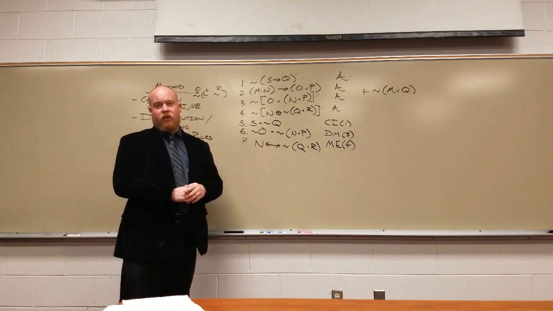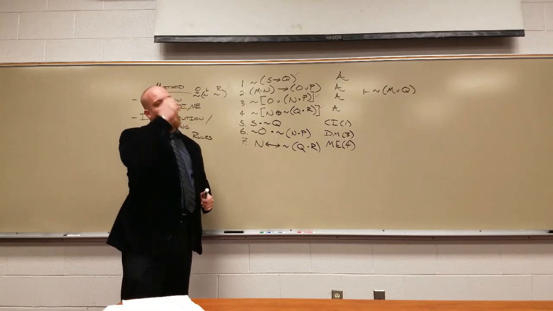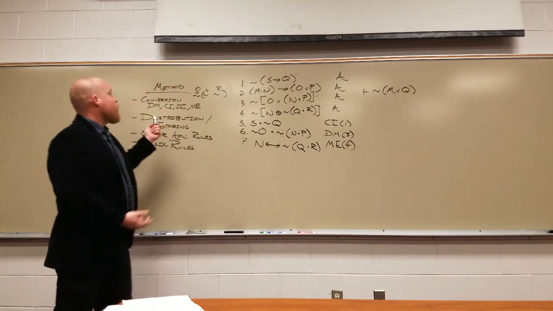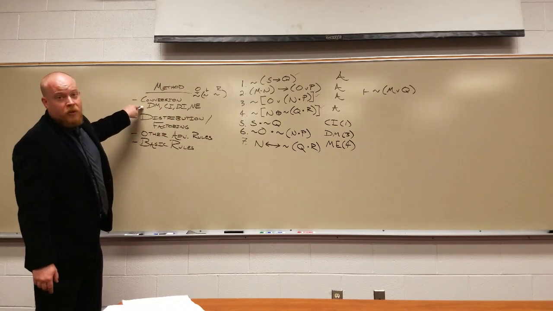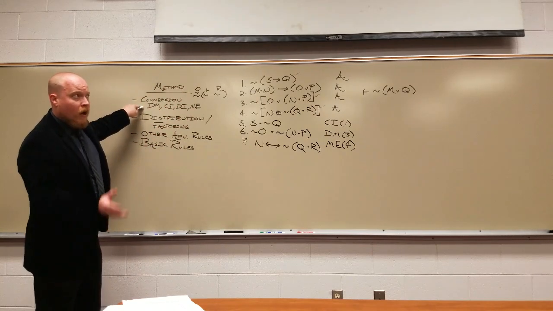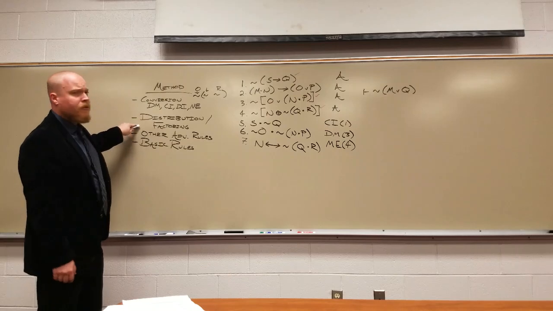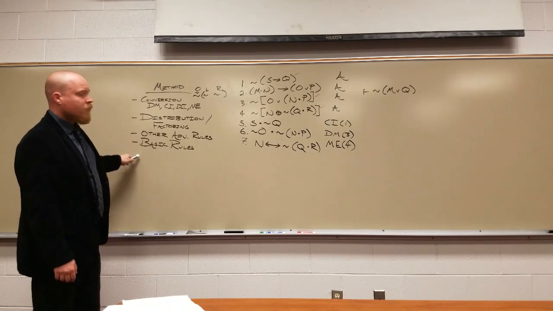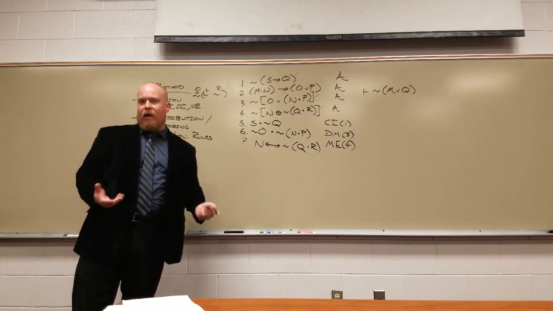This is how you should get started, not only on this one on Quiz 8, but all the ones on Quiz 8. This should be your methodology. Can I do conversions, especially ones that get negations off the outside? Can I do distribution or factoring? And then the other advanced rules. And then finally the basic rules, the stuff like arrow out, and in.